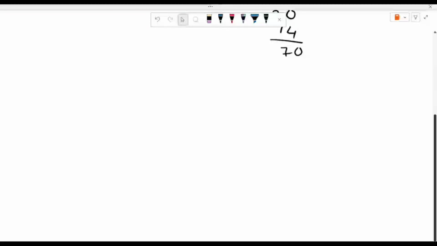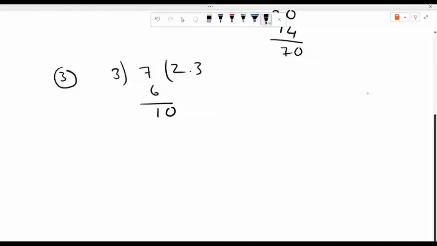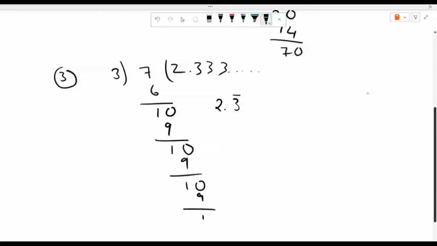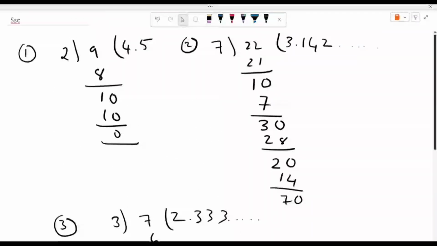Now if I take the third case, if I divide 3 by 7, what will we get? 3 2s are 6, 1 is remaining. If I take decimal 0, 3 3s are 9, 1, again decimal means 0, 3 3s are 9, 1, again 0, 3 3s are 9. So it is repeating. This 3 is going on repeating, it never stops. So I can write this as 2.3 bar. 3 bar means the 3 will keep repeating.